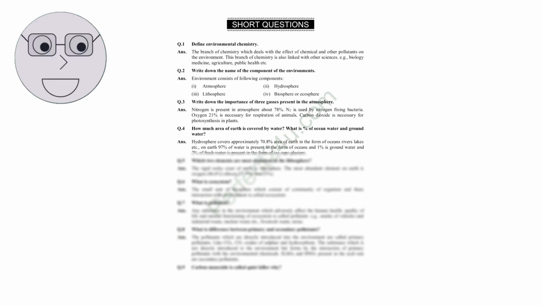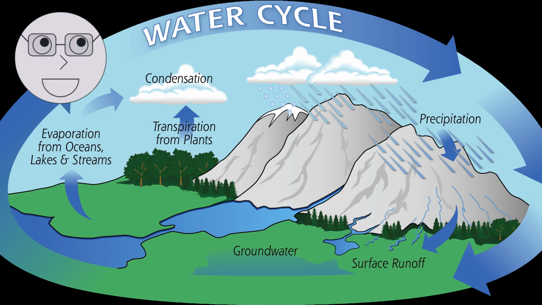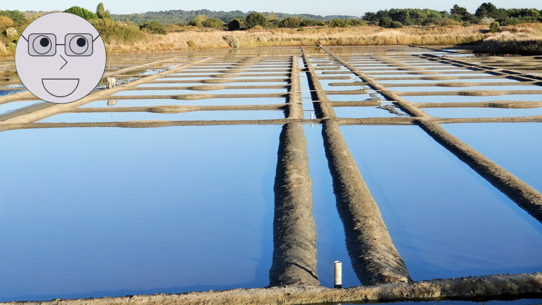In the next segment, we'll dive deeper into the chemistry of the hydrosphere and explore how it interacts with other parts of the Earth's system. The water cycle is a continuous process that involves the movement of water through the hydrosphere, atmosphere, and land. It's driven by the sun's energy, which causes water to evaporate from the surface of the Earth and rise into the atmosphere. Shots of water evaporating from the surface of the Earth and rising into the atmosphere.